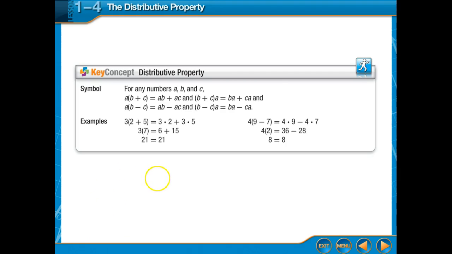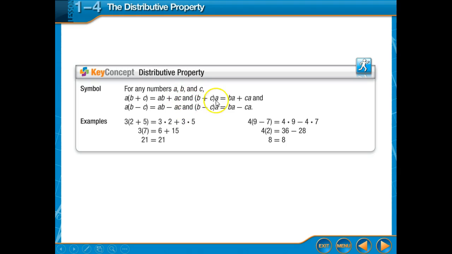Our key concept in this lesson is the distributive property. In symbols, we say that for any numbers at all, 3 different numbers, we just call them A, B, and C, that A times (B plus C) equals A times B plus A times C, where you have distributed the A across the parentheses and multiplied the A times the B, and then add, distributing again, the A times the C.